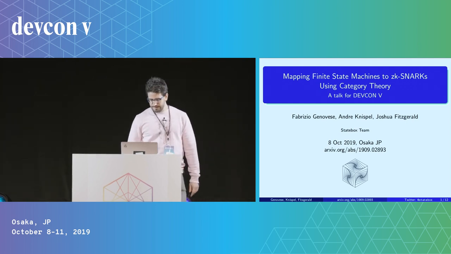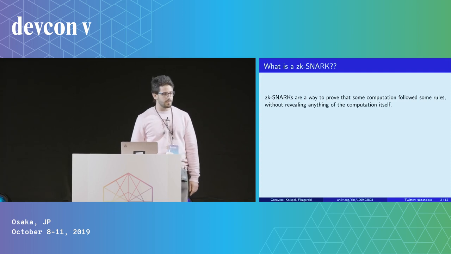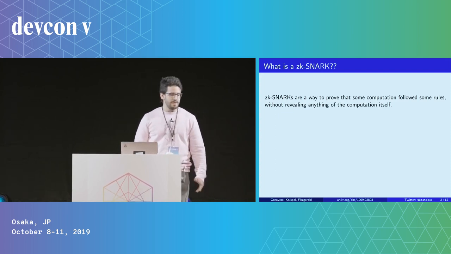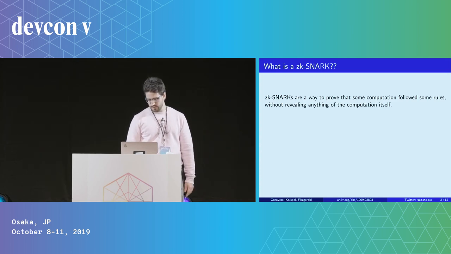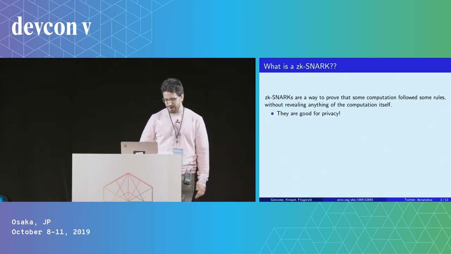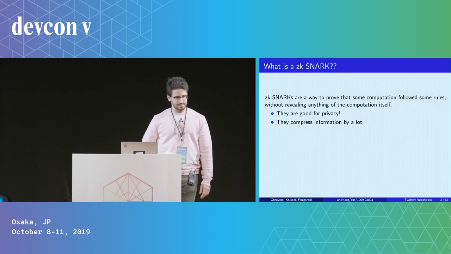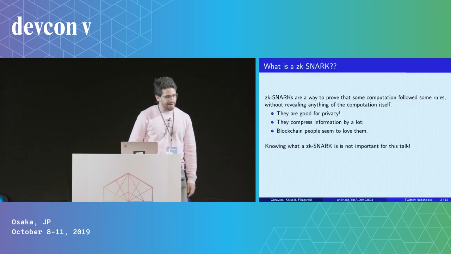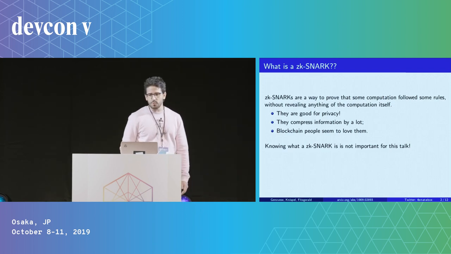Okay, so let's start. What is a zero-knowledge SNARK? They are just a way to prove that some computation follows some rules without revealing anything about the computation itself. They are good for privacy. They compress a lot of information, and blockchain people seem to love them, so why not do some research about them? The nice thing is that for this talk, you don't really have to know what a zkSNARK is.